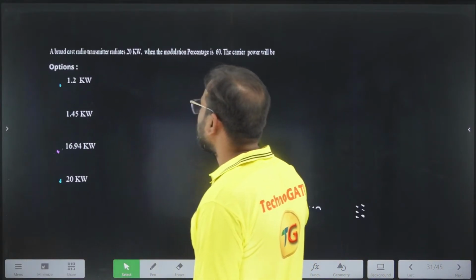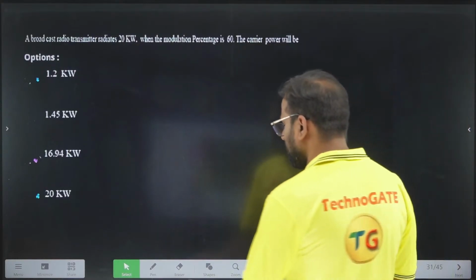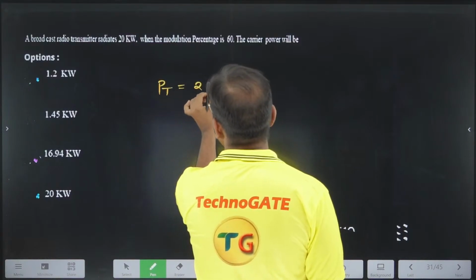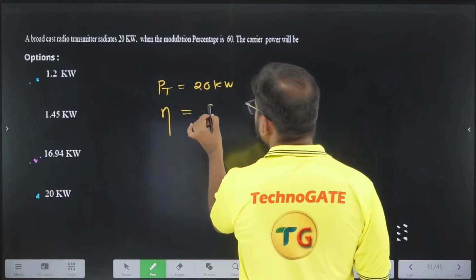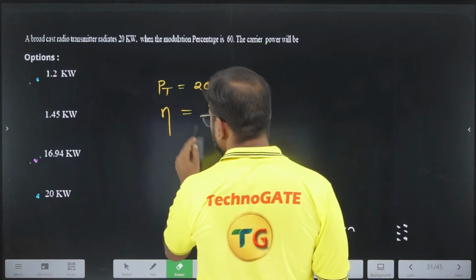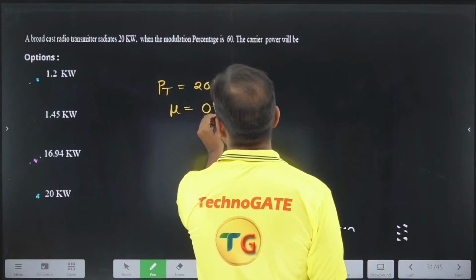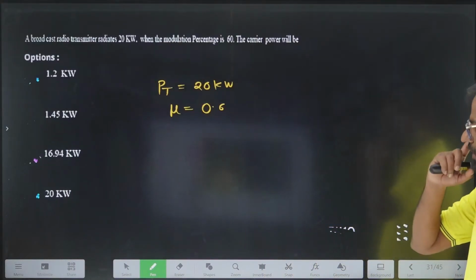What does the next question say? A broadcast radio transmitter radiates 20 kilowatt, meaning the total power it can radiate is 20 kilowatt. The percentage of modulation, mu, is 0.6, so 60% modulation is there. What will be the carrier power?